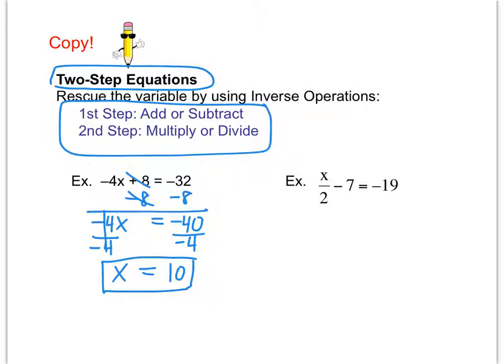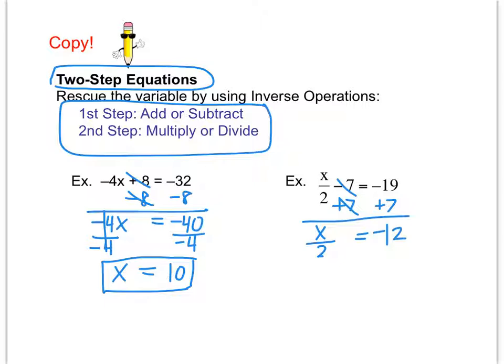The next example, to get rid of the subtraction, I'm going to go ahead and add 7. So subtracting 7 and adding 7 would cancel out. I'm left with the x over 2. Negative 19 plus 7 is negative 12.